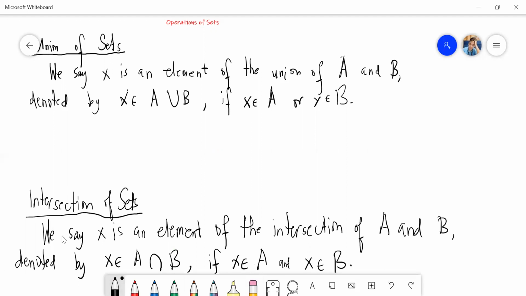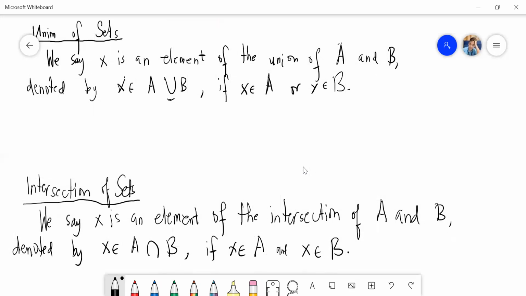Now, you would ask what the difference is here. If you notice, they look exactly the same in definition, but there is a difference. First, the symbol for the union is this one, and the symbol for the intersection is this one. Another thing to consider is that for the union, there is the presence of or. That means this is a logical operator, and for the intersection, it means and.